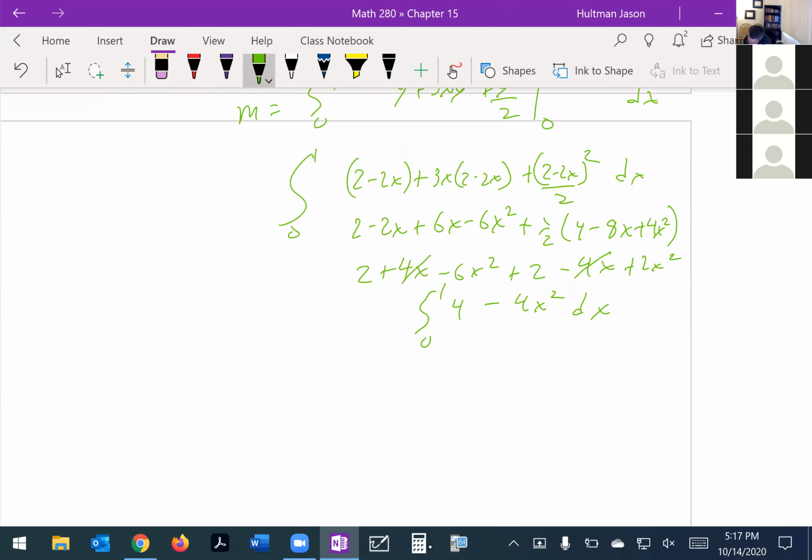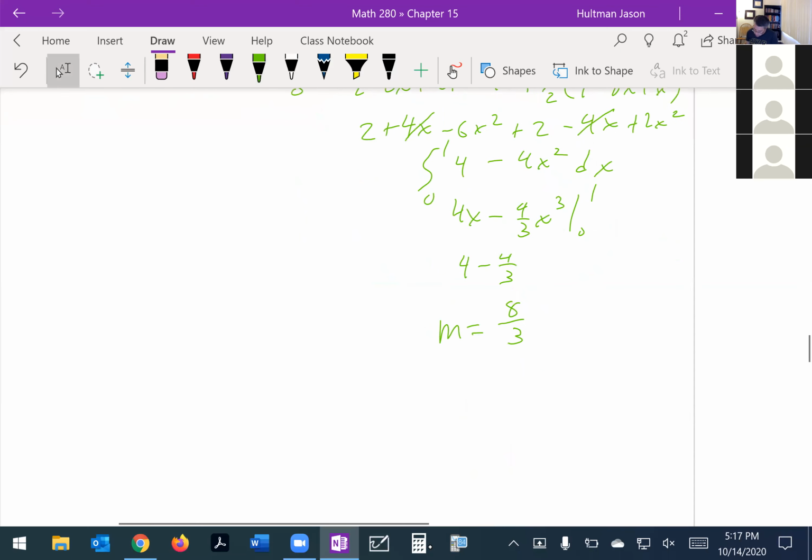So now let's integrate that from 0 to 1 dx. So this is going to be 4x minus 4/3 x cubed, from 0 to 1. So this is 4 minus 4/3, which is 12/3 minus 4/3, which is 8/3. So the mass is equal to that. That's the total mass. It's 2 2/3.